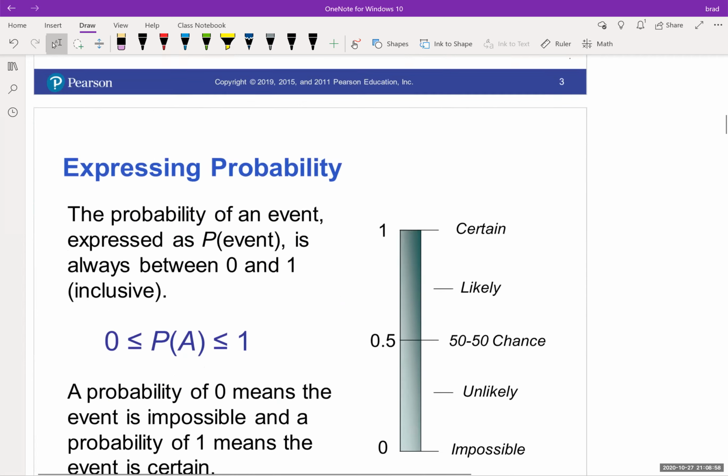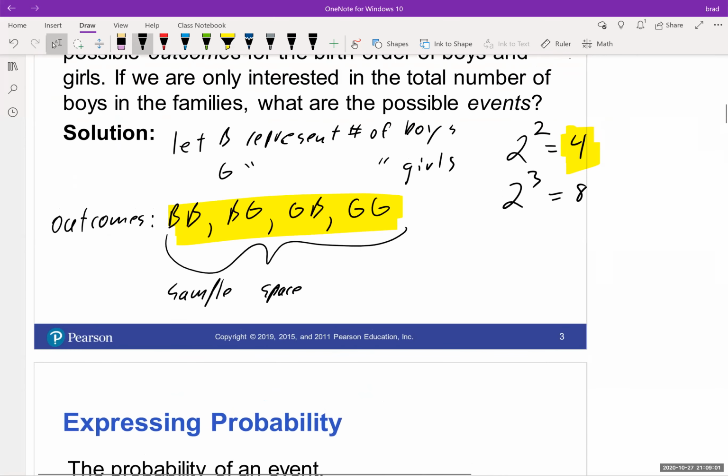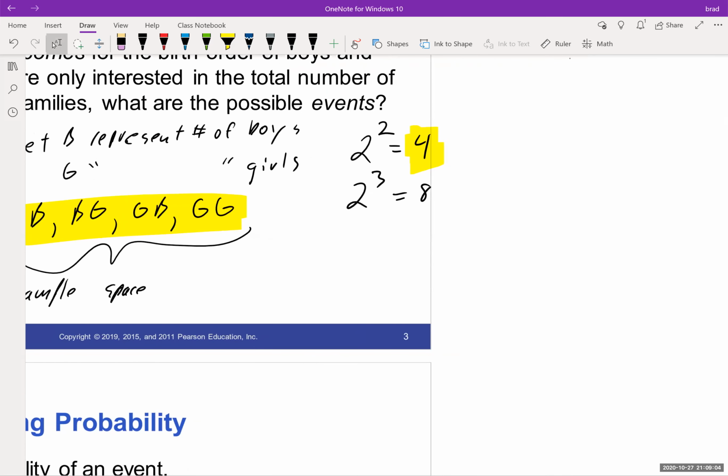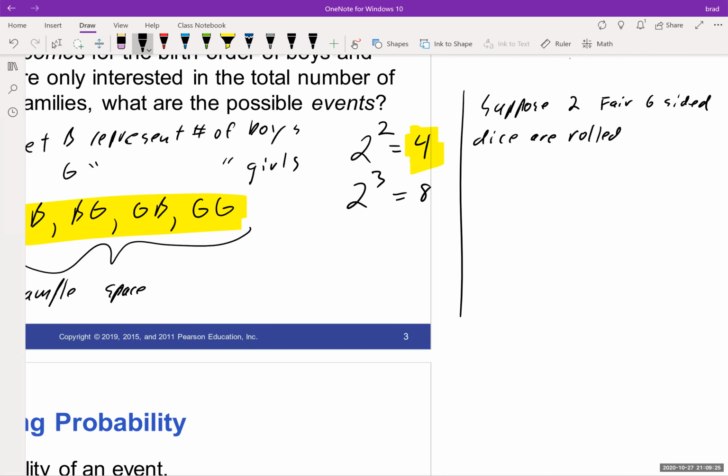All right. By the way, just to reiterate the point before I move on, what if there was a 6-sided die? Suppose 2 fair 6-sided dice are rolled. How many possible outcomes are there?